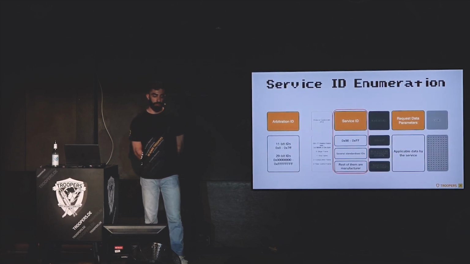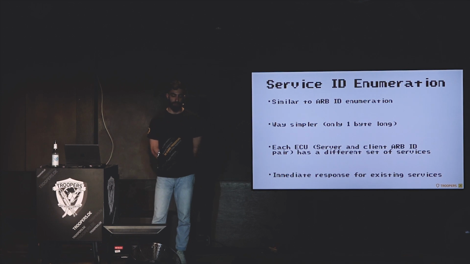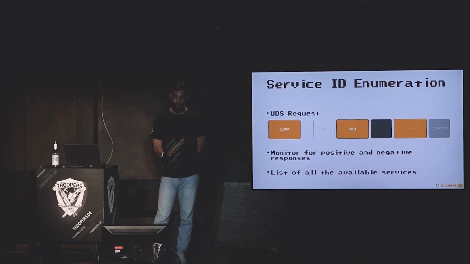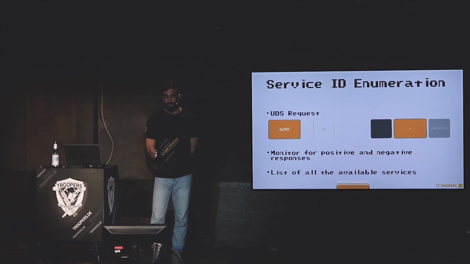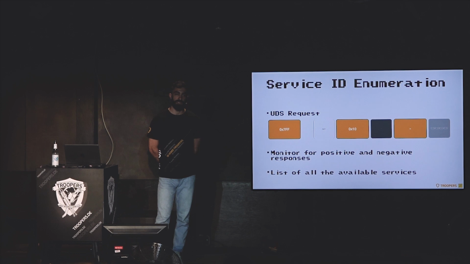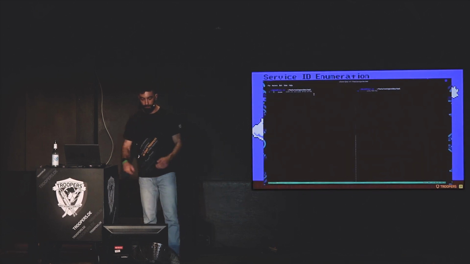Something similar is the service ID enumeration. It's really similar, but way simpler and way faster because it's only 1 byte long. Each ECU has different sets of services, and you get an immediate response for existing services, of course. The UDS request here is similar. You just supply the arbitrary IDs, because you already know them. You specify those arbitrary IDs to the tool, and you iterate through the different services from 0 to 7F, and you monitor for positive or negative responses, with the result being the list of the available services.